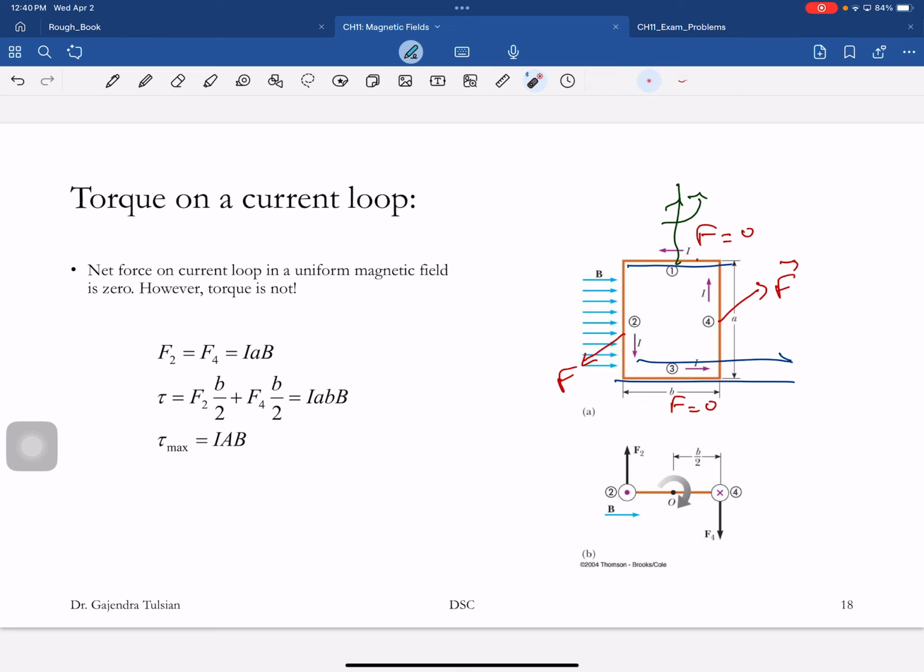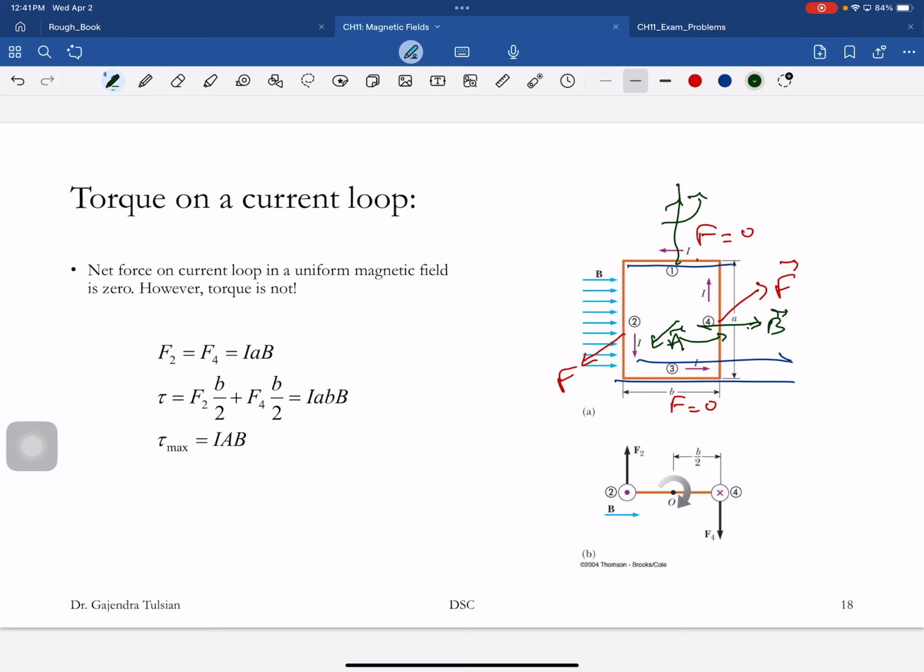All right. So you see what is happening. If you use your right hand, point your fingers in the direction of the current. Your thumb points in the direction, so we assign an area vector in the direction of your thumb. And what is the torque trying to do? It's trying to line up the area vector along with the magnetic field. That's what it's doing, okay?